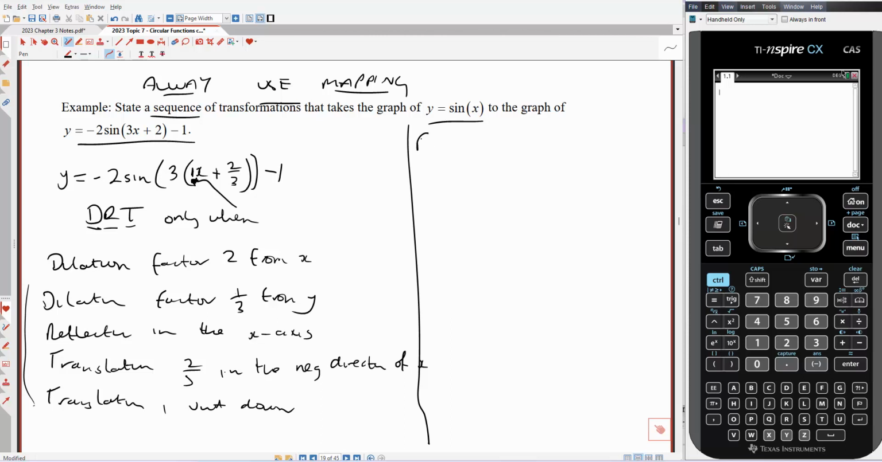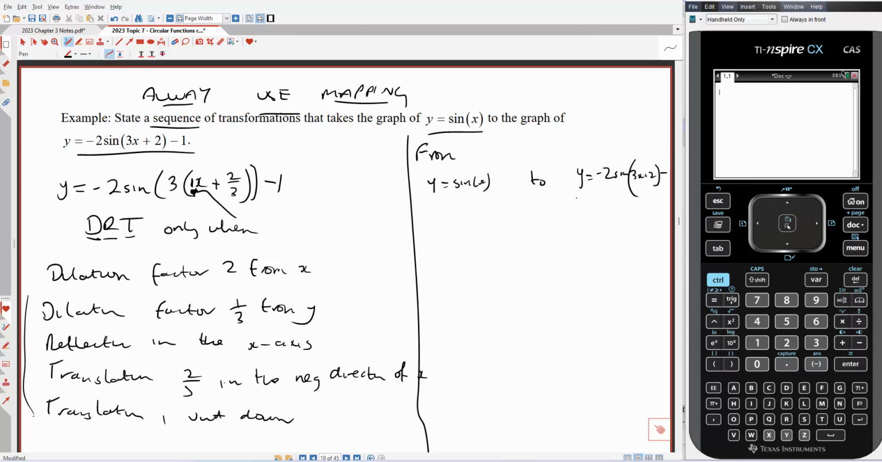So we're going to go from y equals sine x to y equals -2 sine 3x plus 2, take 1. Ooh, tight for space here. Okay, so here what I need to do is just get sine x on the right hand side, or sine of something on the right hand side. So I'm going to go y plus 1 over -2 equals sine 3x plus 2. Alright, so we want to go from this to this.